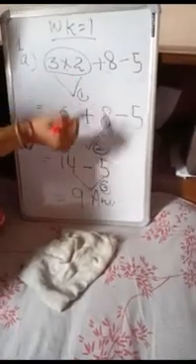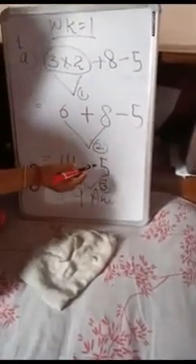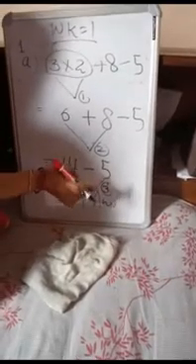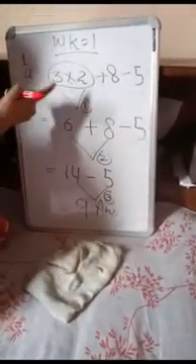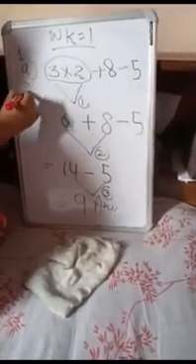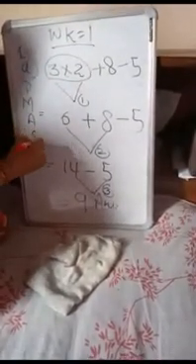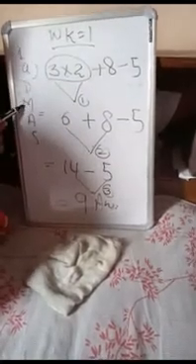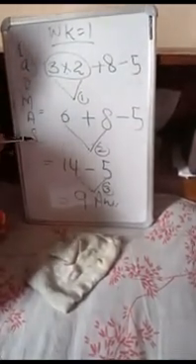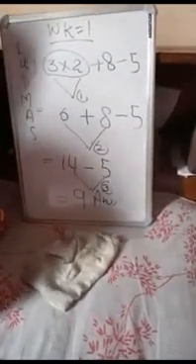So it is the answer. 3 2s are 6. 6 plus 8, 14. 14 minus 5 is 9. So in this way you have to solve it step by step. We have to follow the DMAS rule. D, firstly we do division, followed by multiplication, followed by addition, then lastly it is subtraction.